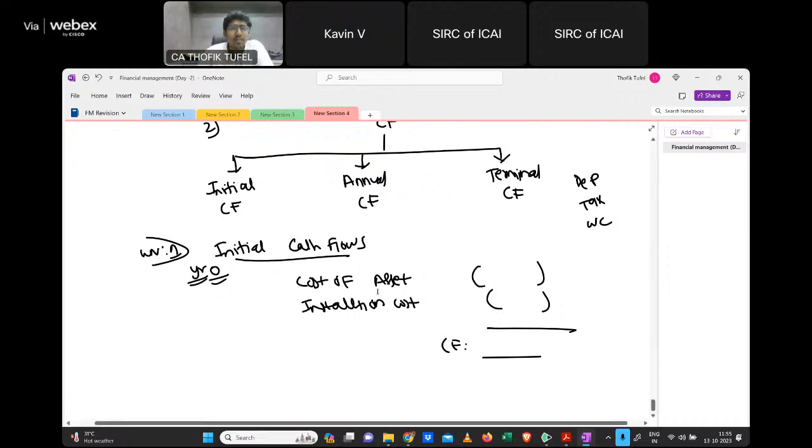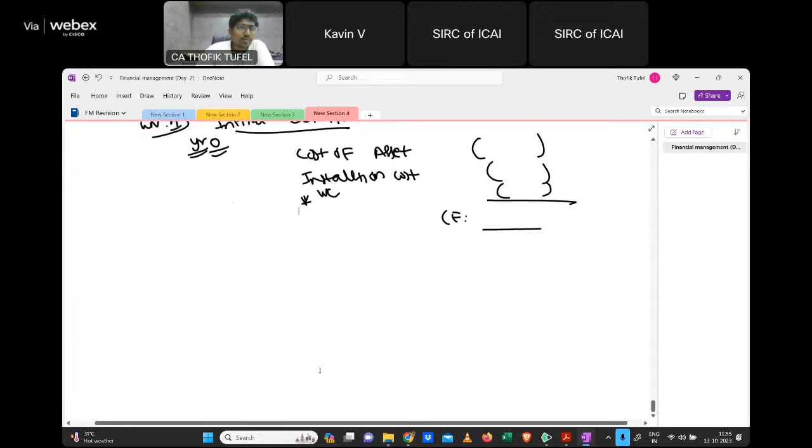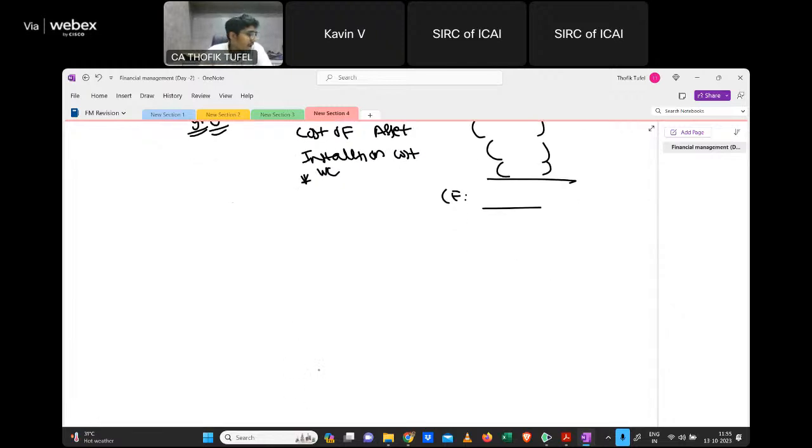And here we also have working capital. Suppose the initial working capital is there, then put working capital. I'll tell you what working capital is; this discussion is pending. So this is initial cash flows. Second one will be annual cash flows. Annual cash flows.